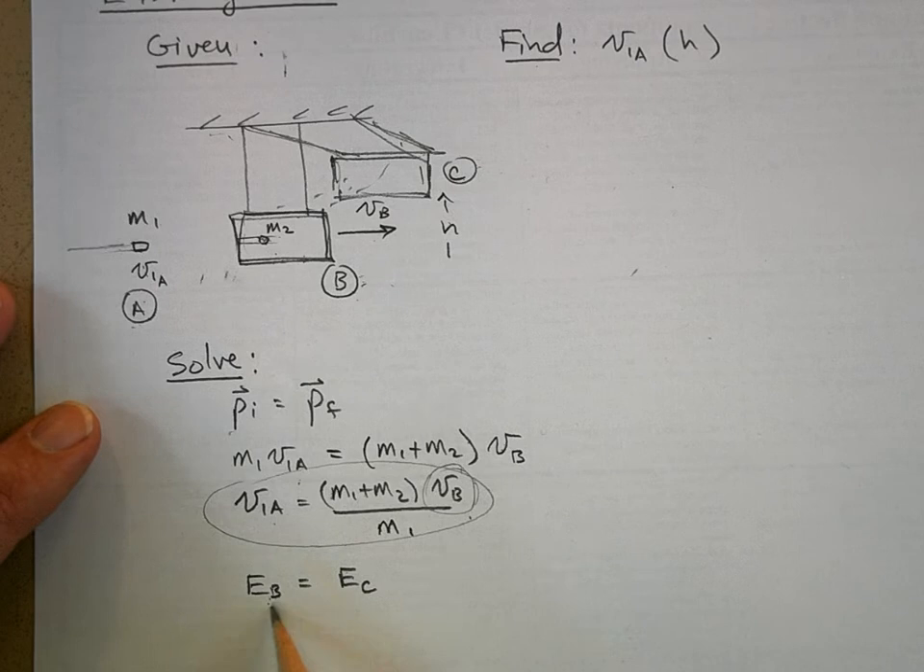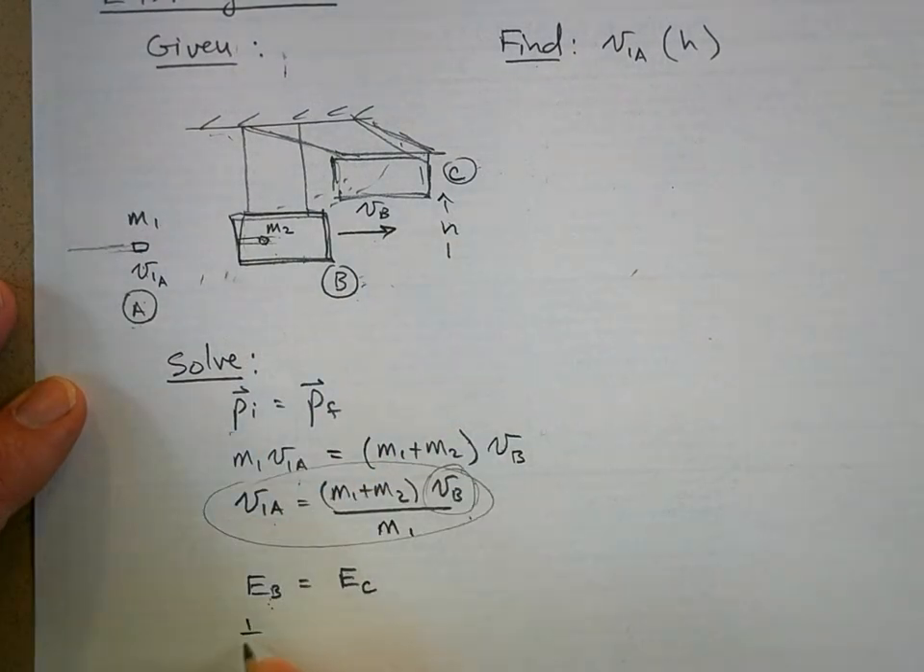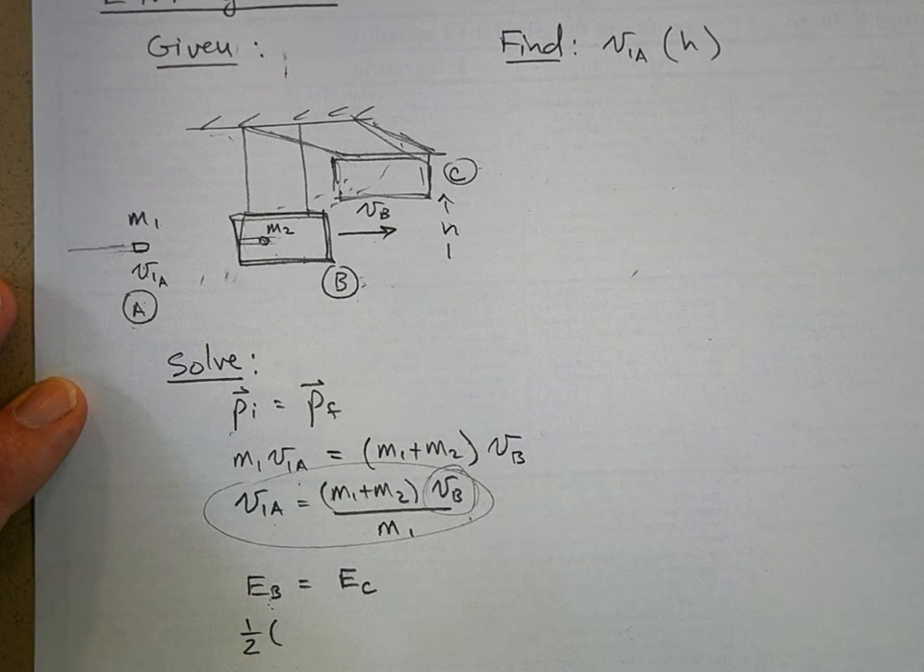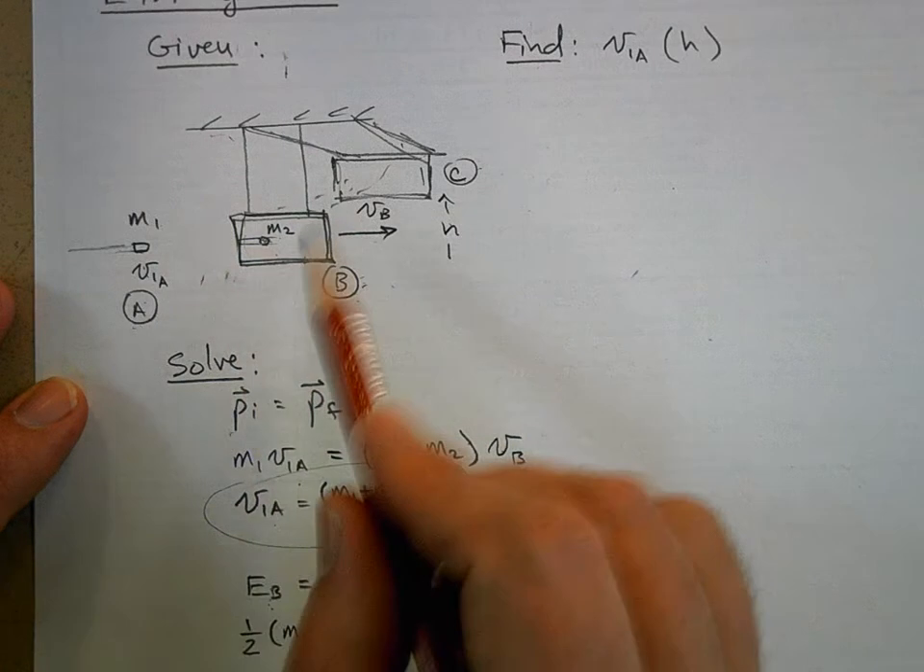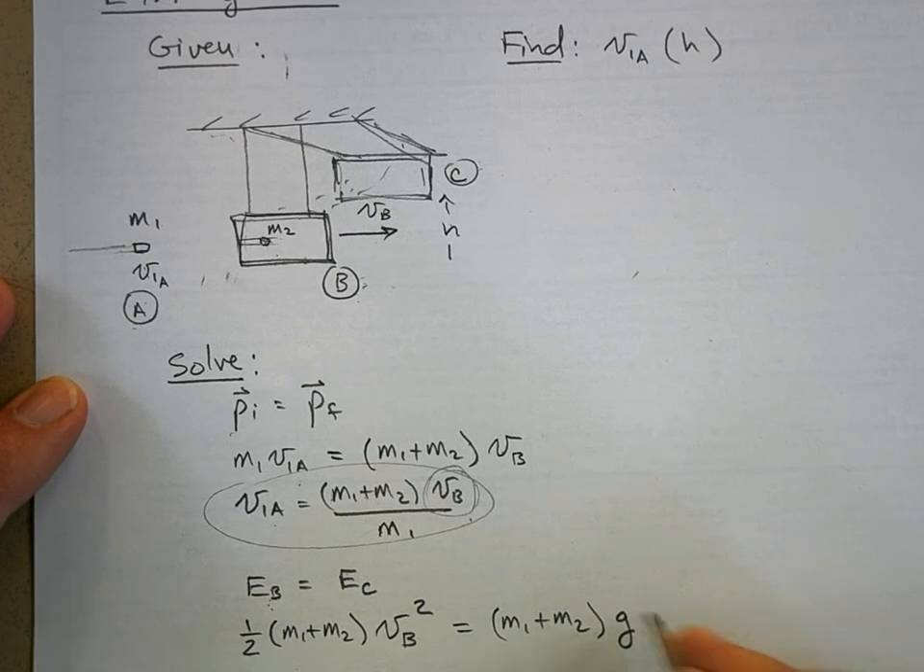Now, what is the energy here? It's all kinetic energy. It's 1/2 the mass of my system, which is M1 plus M2, times V sub B squared. What happens to all that kinetic energy at the end? At C, it's all gravitational potential energy, which is M1 plus M2 times gh, right?